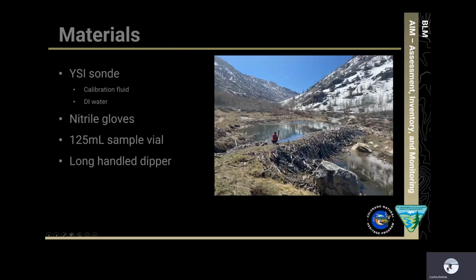To collect water quality information, you will need a multi-parameter water quality probe, such as a YSI, calibration fluid and deionized water, nitrile gloves, a sample vial, a cooler, preferably packed with dry ice for freezing nutrient samples, write-in-the-rain labels, packing tape, and a long-handled dipper cup, which is optional.